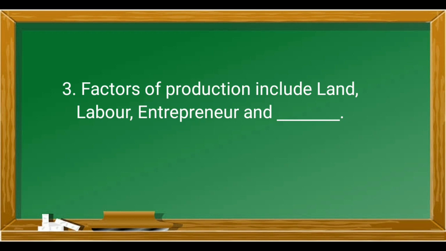Question 3. Factors of production include land, labor, entrepreneur, and blank. Time starts now. Time's up. The answer is capital. Factors of production include land, labor, entrepreneur, and capital. Who got it right? Good job!